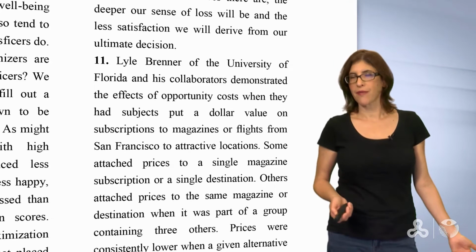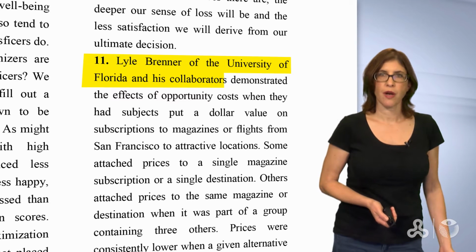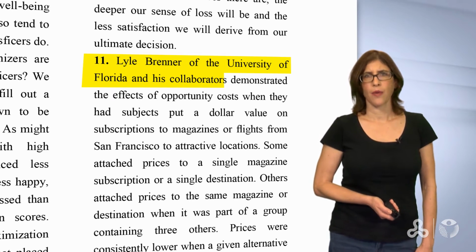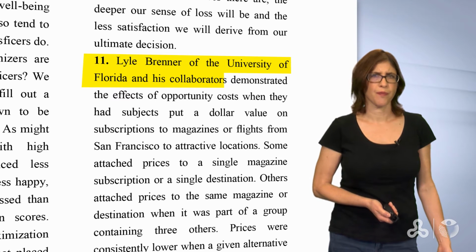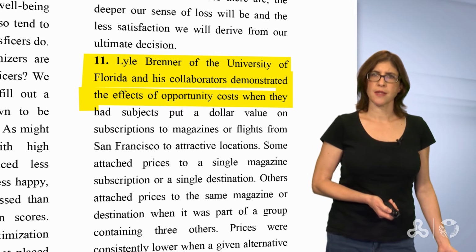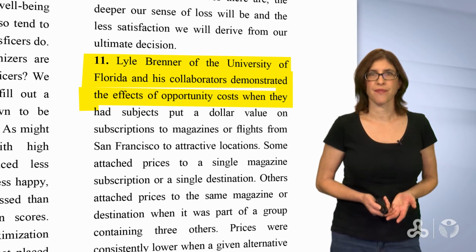And here we have a study. The study of Lyle Brenner of the University of Florida and his colleagues. Now, what did he and his colleagues do? They demonstrated the effect of opportunity costs. Well, how did they do that?